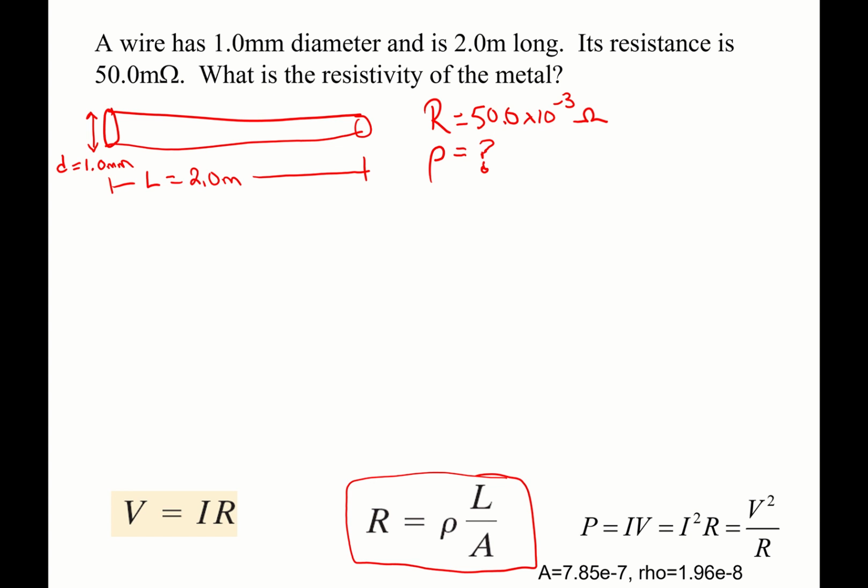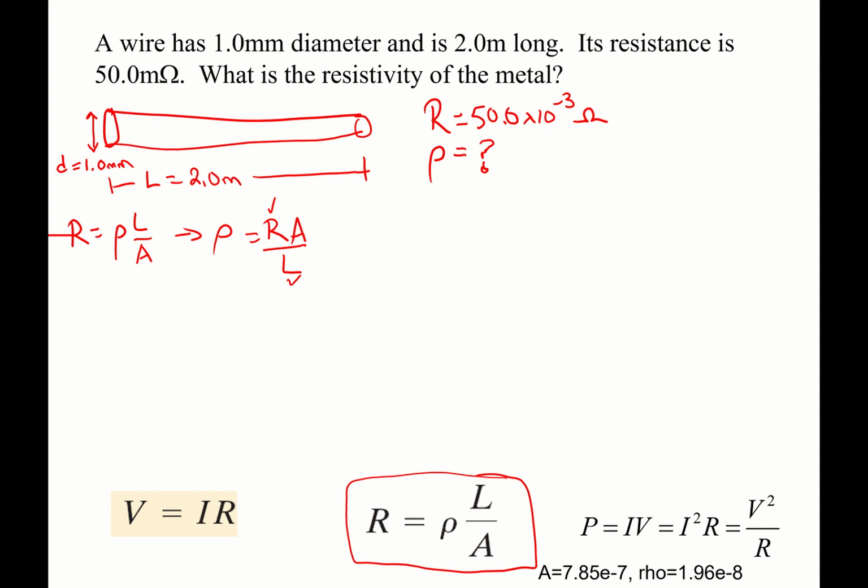So I want to find rho, and so I've got R equals rho L over A. I want to rearrange that to get rho, so I'm going to get rid of the A, multiply it up to the other side and then divide by L. Okay, so do I know the things in the equation? Well, I've got my R and I've got my L. Those were given directly.